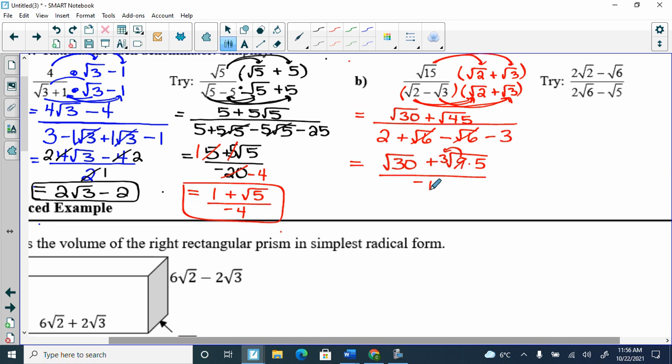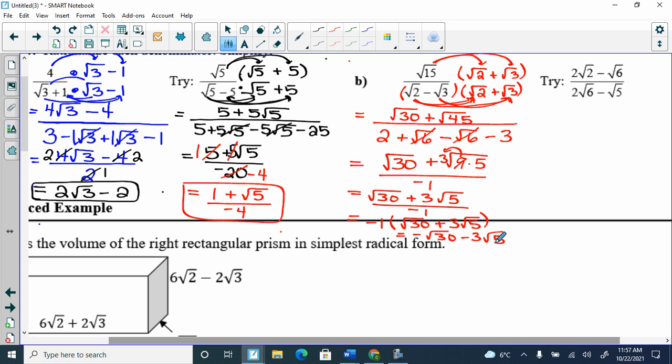Now you can write it over negative 1, which I'll show you. You can go root 30 plus 3 root 5 over negative 1. It's not wrong, but the answer won't be there. What they'll do is they'll actually distribute the negative 1 into the top. Because if it's only a negative 1, you can bring it to the top. So, you can go negative 1 times root 30 plus 3 root 5, and then you get negative root 30 minus 3 root 5.